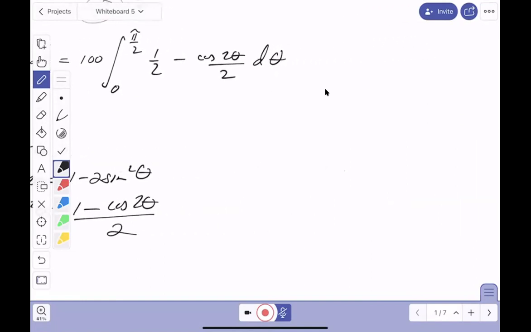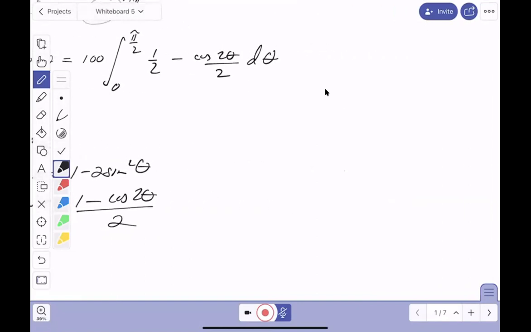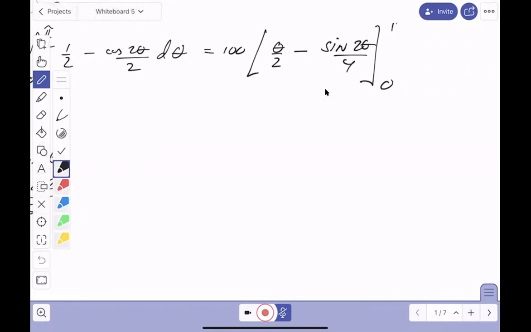I got to do the integration. I know it looks difficult, but I got to do it. And it's going to be 100. The antiderivative of 1/2 would be theta over 2, and this would be minus sine 2 theta over 4. Limits of integration 0 to pi over 2. Let's go to town, see what we get. You get 100. The upper limit's pi over 2, so what do I get over here? Pi over 2 would give me pi over 4, right?